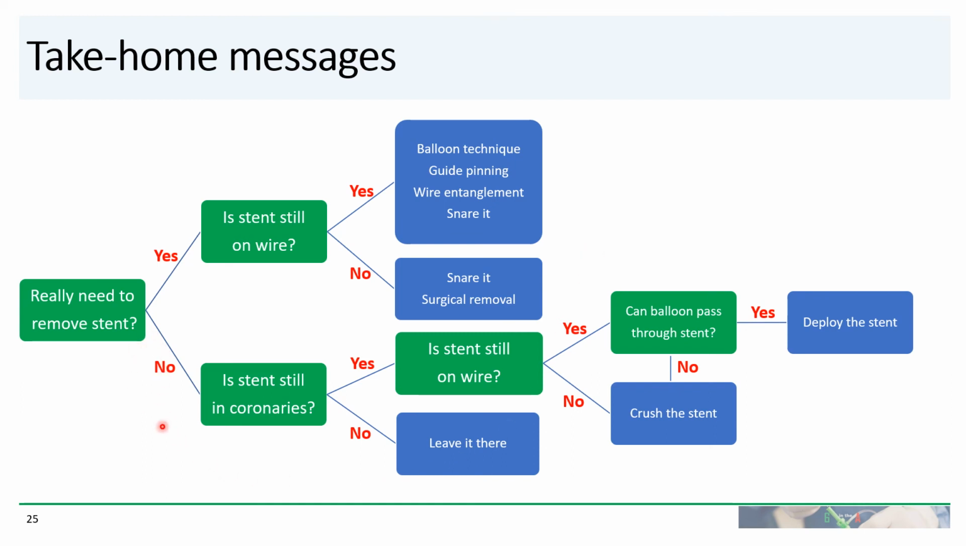If you don't need to remove the stent, ask yourself whether the stent is still in the coronary. If it's not in the coronary, then usually you can just leave it there. If the stent is still in the coronary, then ask yourself whether you still have wire access. If you do, then you can try to see whether you can pass a balloon through it. If you can, just deploy the stent. If you can't pass a balloon through it, or if you've lost wire access, then your option is to crush the stent.